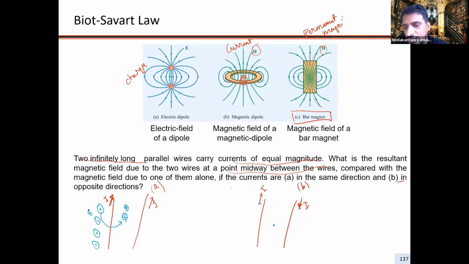So this is the field that is going in, because you take your right hand, thumb in the direction of the current, fingers in the direction of the magnetic field. Now, how about for current 2? Again, since the directions are still the same, this one is going to be still the same. But this one is going to be coming out, and here it is going in.